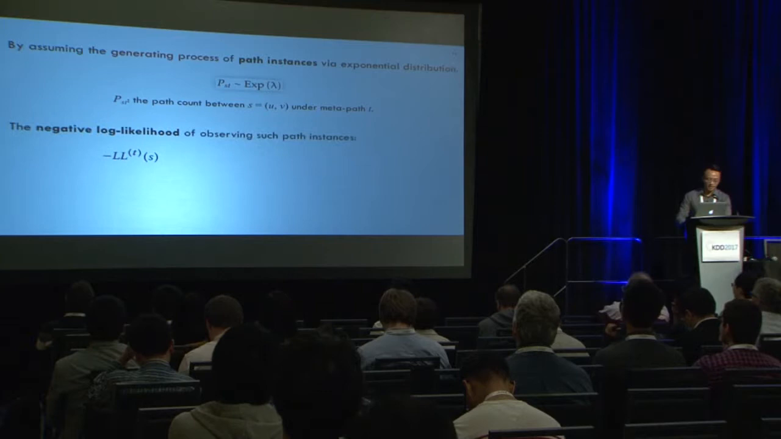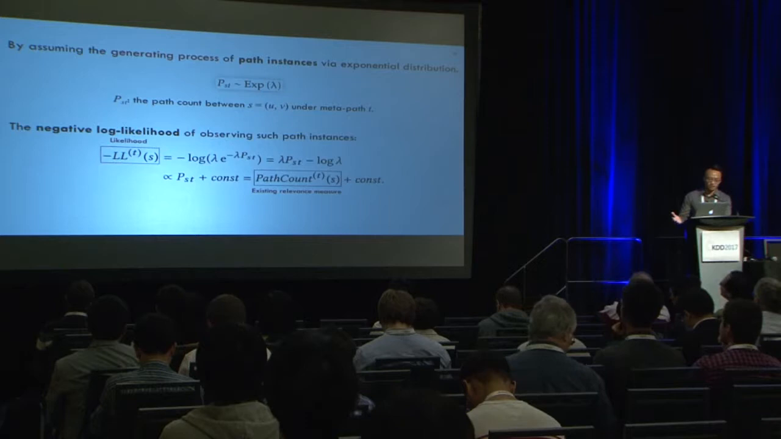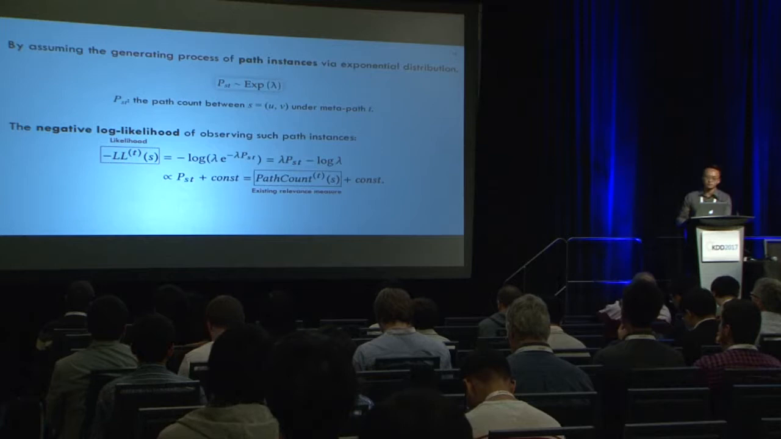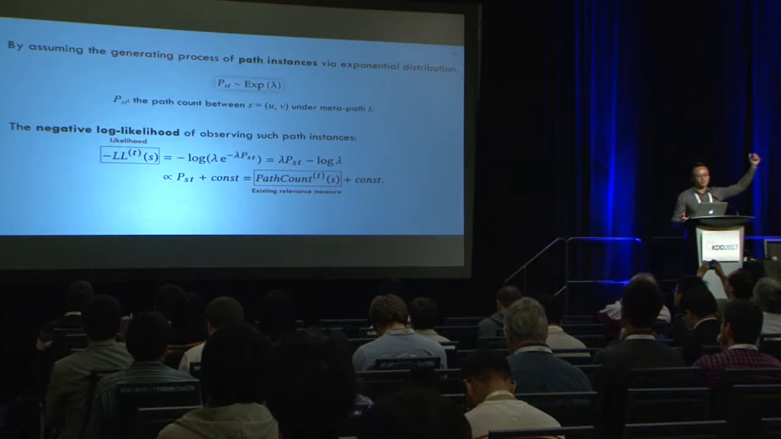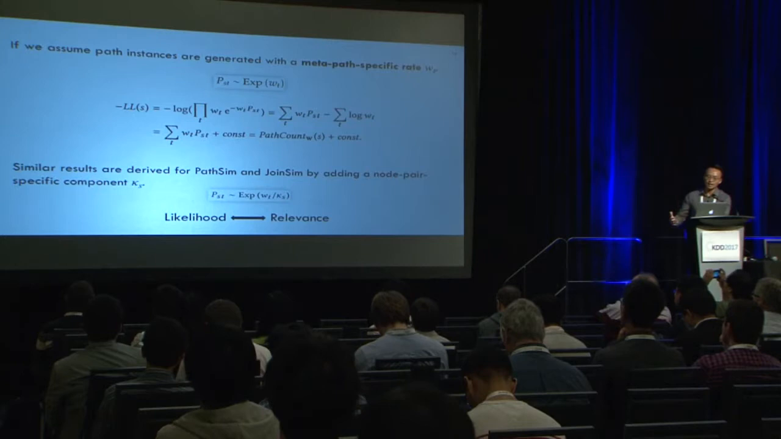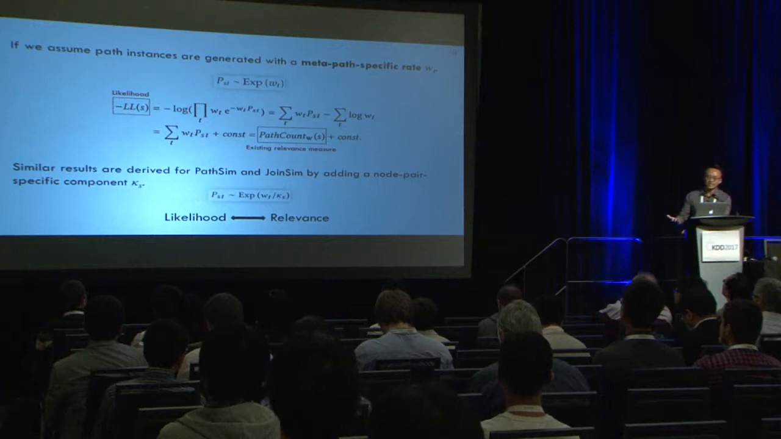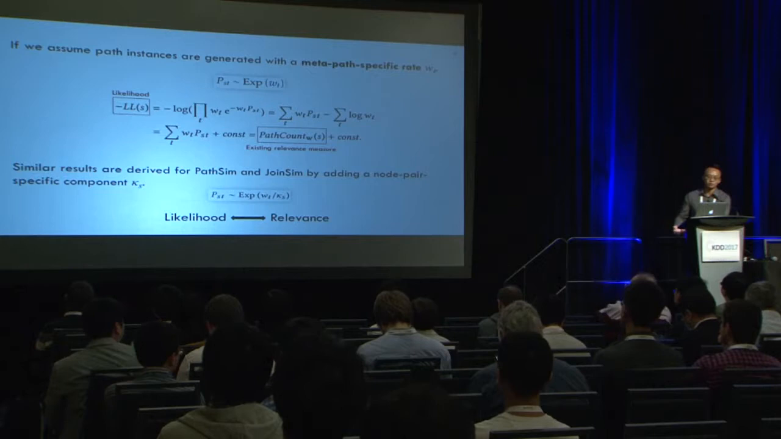And in this case, if you compute the negative log likelihood of observing such path instances in the dataset, what you will have is that it is exactly equivalent to path count under metapath T between this node pair. And this actually gives us this equivalency that you have likelihood on one side and relevance on the other. And if we take one step further, by assuming path instances are generated with a metapath specific rate WT, like here, and we compute the negative log likelihood again, what you get is, again, equivalent to path count under multiple metapaths between this same pair of nodes.